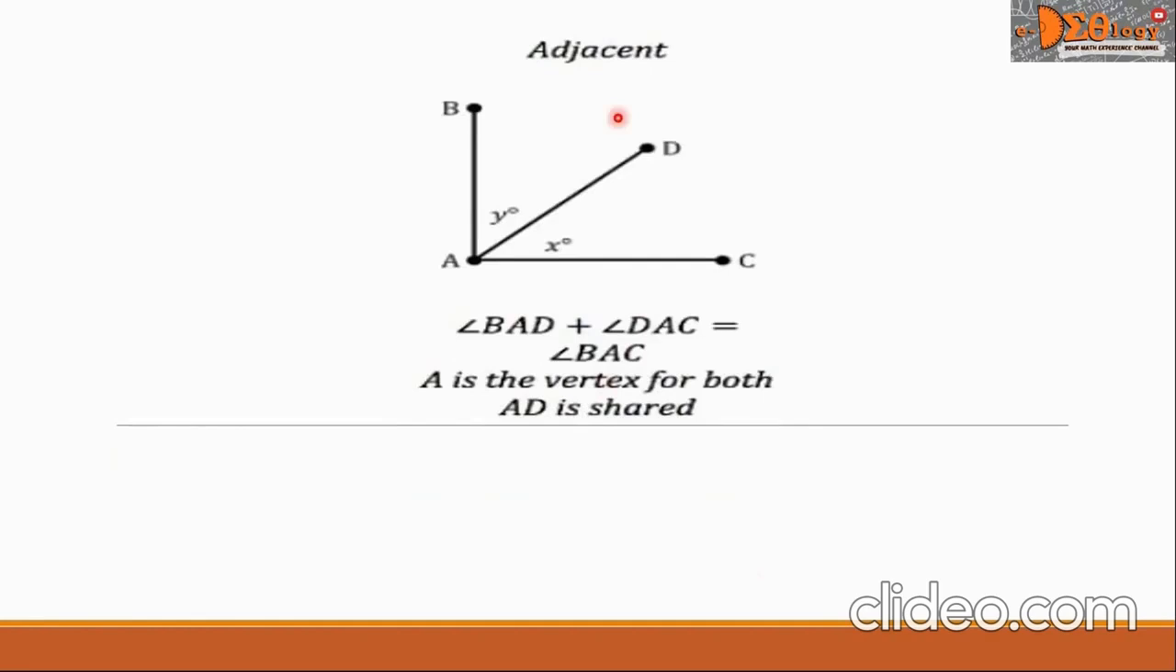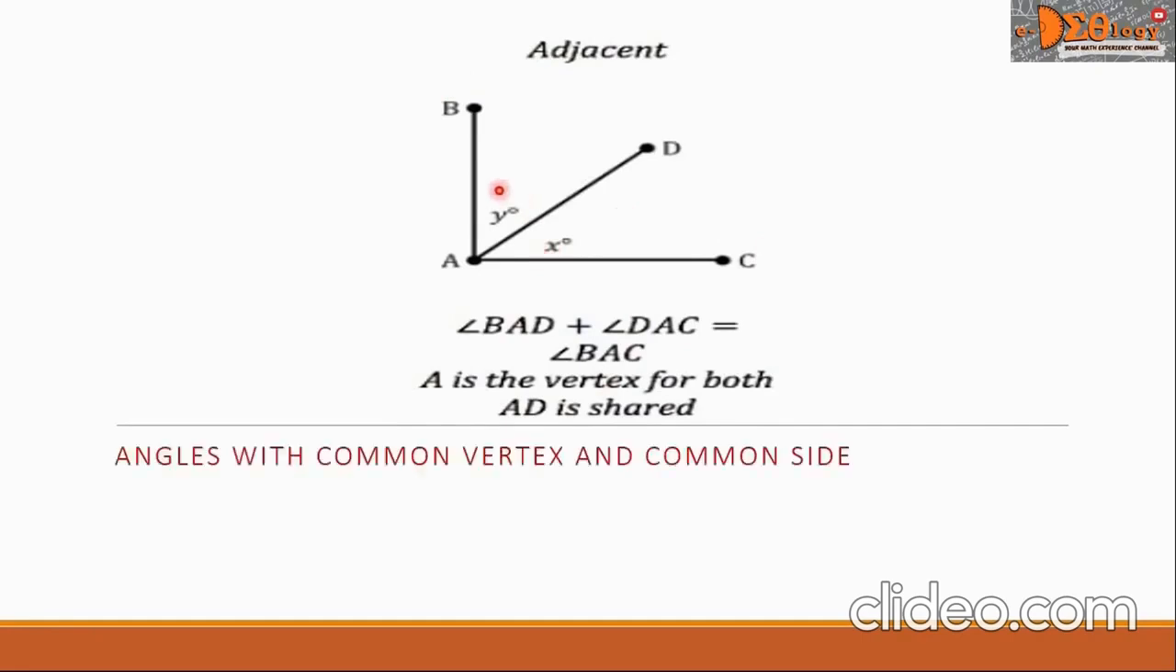Another group is called adjacent angles. In the figure here, the two angles are the angle X and angle Y. For adjacent angles, they have a common vertex and a common side. The common vertex is the point A, and the common side is the side AD.